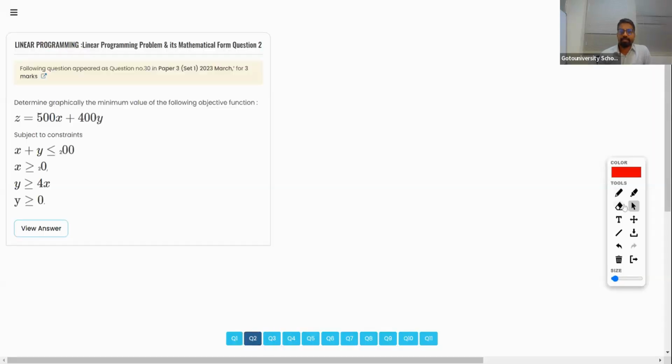So determine graphically the minimum value of this objective function z is equal to 500x + 400y, subject to constraints. So what are the lines we can draw first? Let's see.